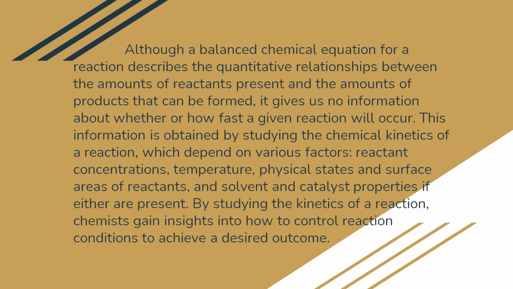Although a balanced chemical equation for a reaction describes the quantitative relationships between the amounts of reactants present and the amounts of products that can be formed, it gives us no information about whether or how fast a given reaction will occur. This information is obtained by studying the chemical kinetics of a reaction, which depend on various factors: reactant concentrations, temperature, physical states, and surface areas of reactants, and solvent and catalyst properties if either are present. By studying the kinetics of the reaction, chemists gain insights into how to control reaction conditions to achieve a desired outcome.